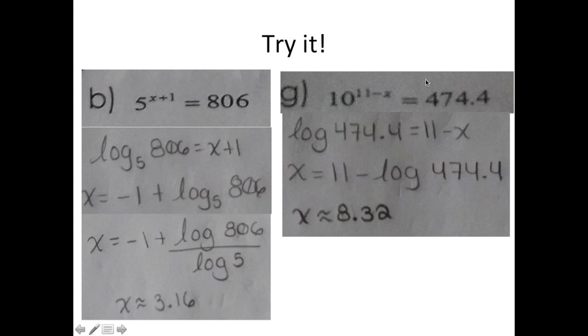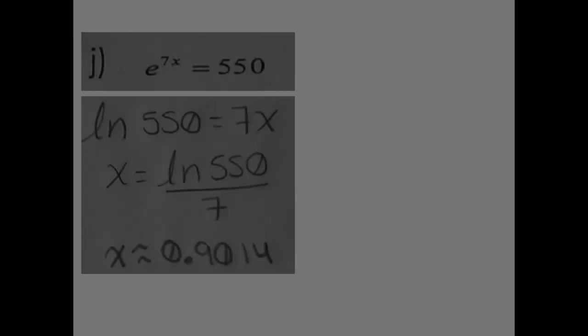And the other one that you can do in your workbook, guys, try it on your own first, is log base 10 of 474.4, it's equal to 11 minus x. I take this x adding to the other side, and this I take it subtracting. Now this log is already a base 10, so I don't need to do a change of base. So I just do 11 minus log base 10 of 474.4, and you're going to get that x is approximately 8.32.